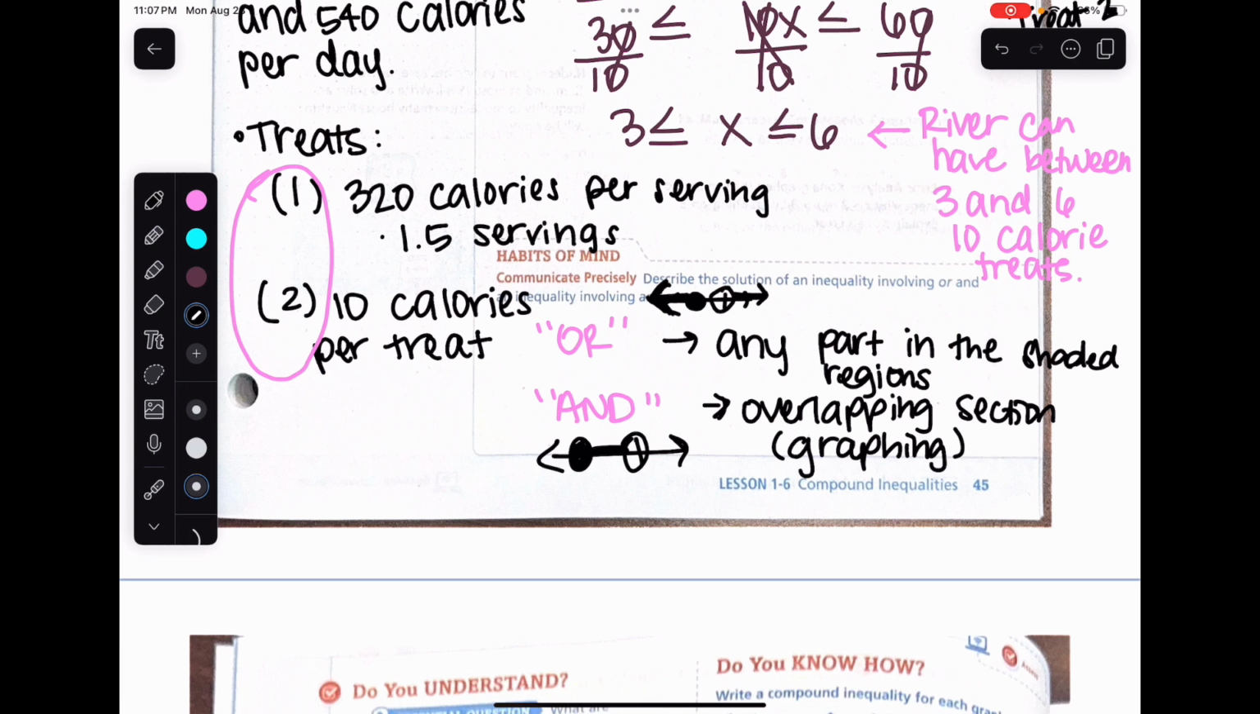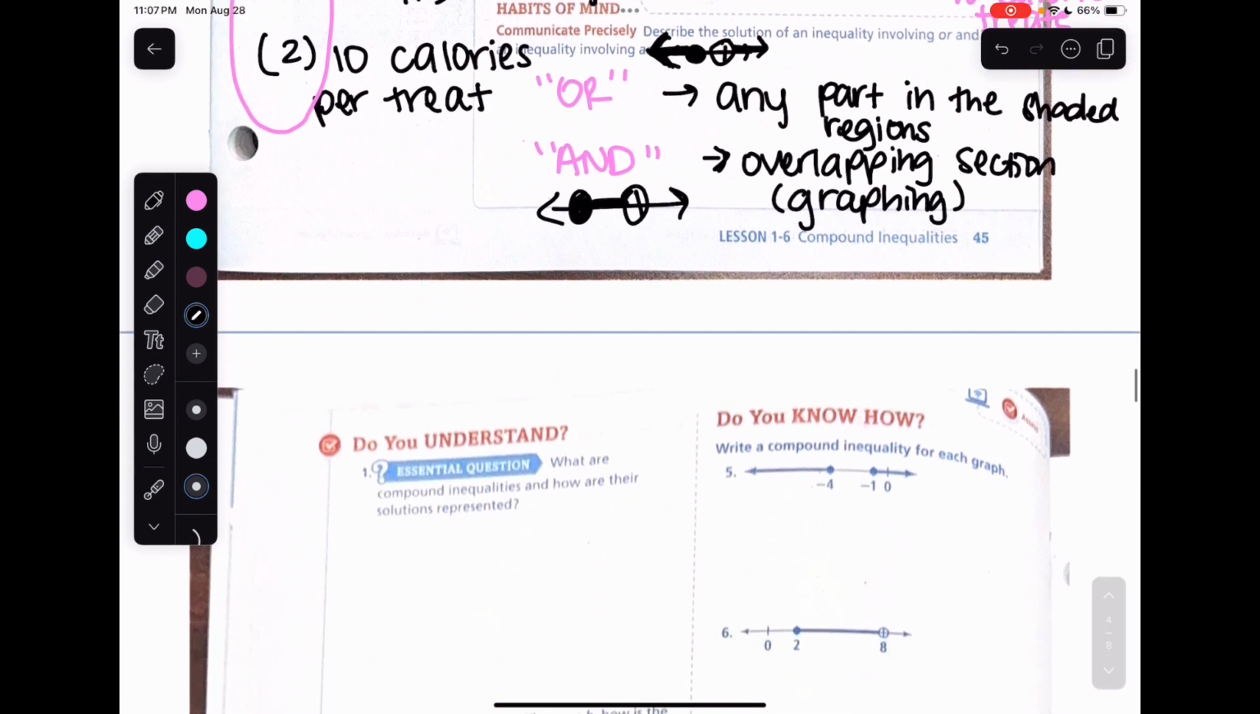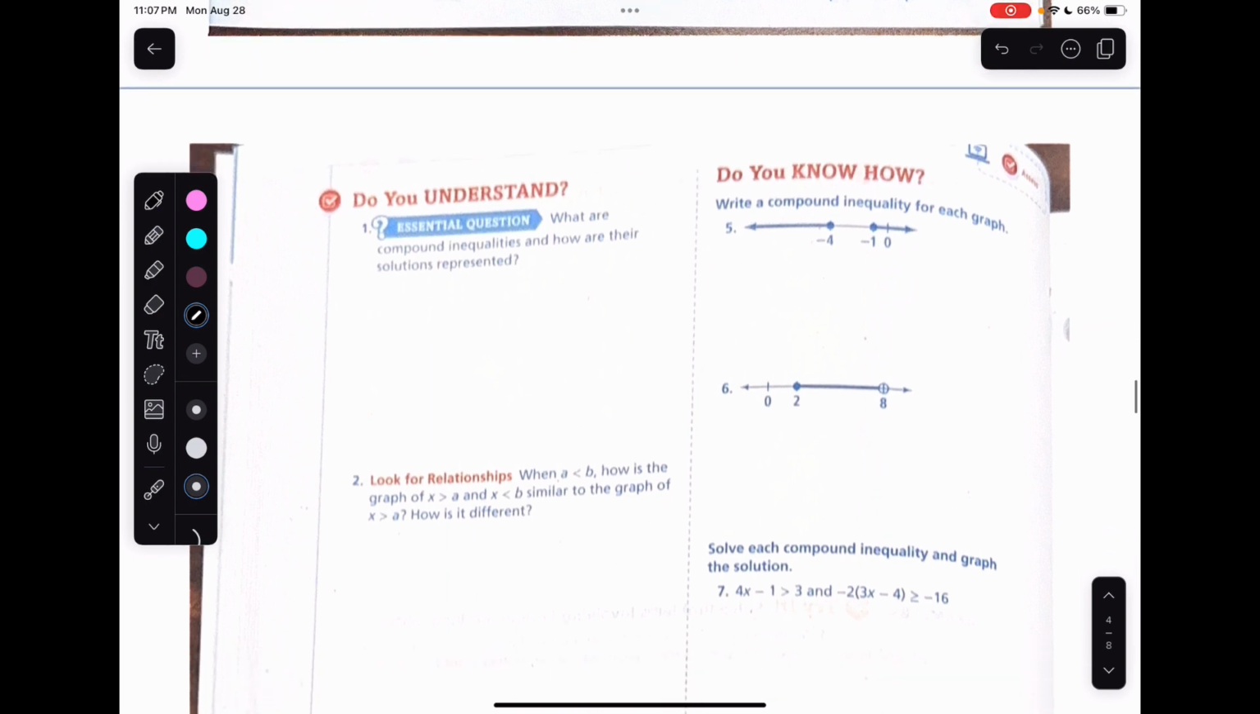And our final part of our notes today is going to be the do you understand part. I normally try to leave this for you guys, but I'm not there, so I want to make sure that you've got the new concept today. All right, so do you understand? What are compound inequalities and how are their solutions represented?